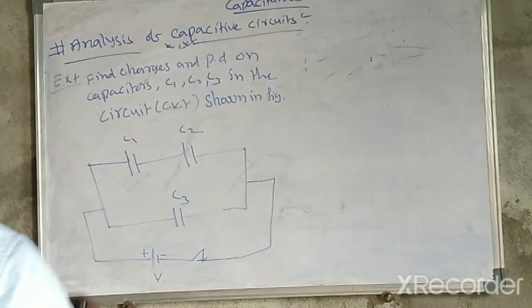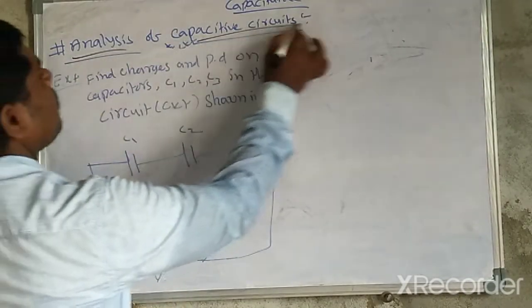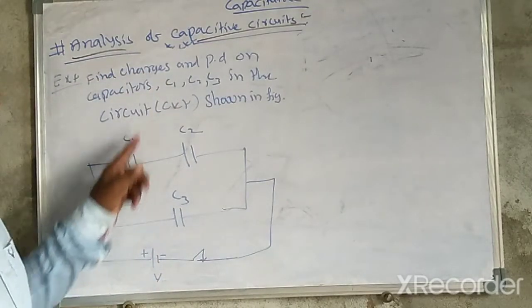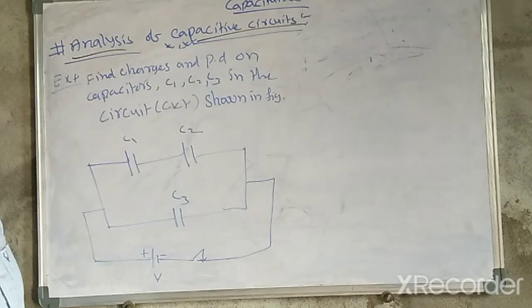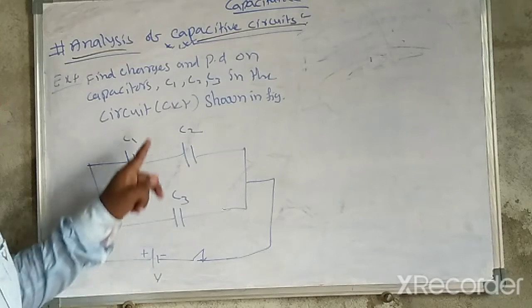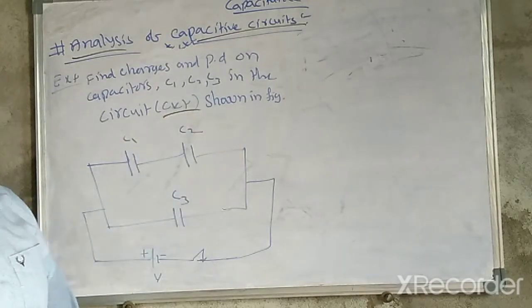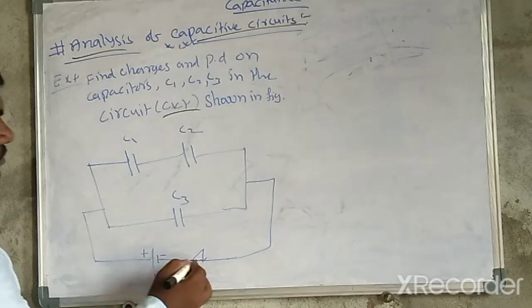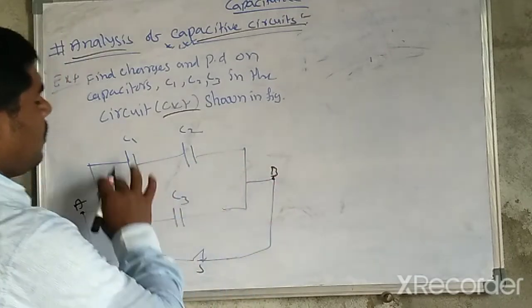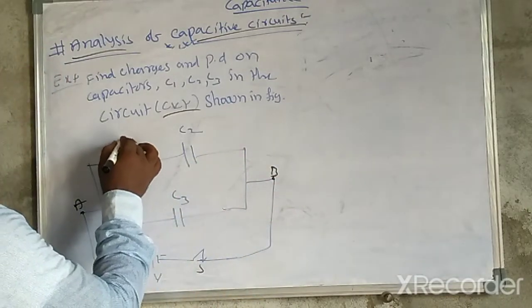Based on this concept, we are going to discuss one example problem. Find charges and potential difference on capacitors C1, C2, C3 in the circuit. Hereafter I am going to write CKT, which is nothing but circuit. As shown in the figure, this is a switch. This point is A. This point is B. So here the connecting. This is C1.